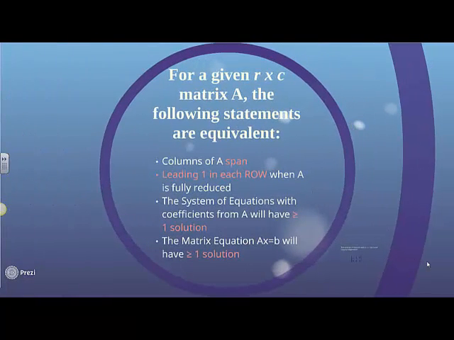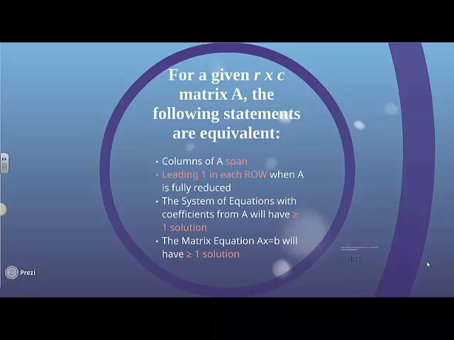So now we have our second group of equivalences, and that would be another matrix A that is R by C. These are equivalent. The columns of A span is the same thing as saying there's a leading 1 in each of the rows. When we fully row reduce A, so we put it in reduced row echelon form, there's going to be a leading 1 in each row. It means the columns of A span.